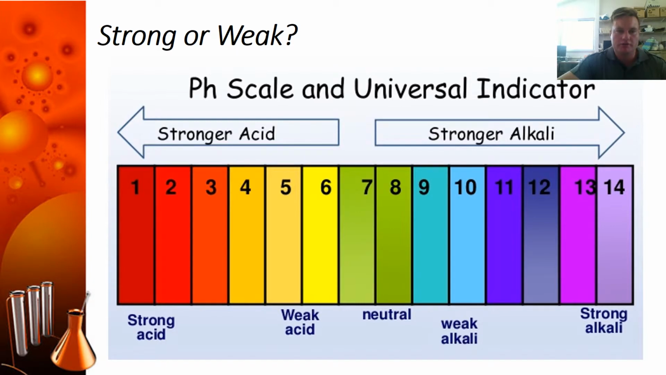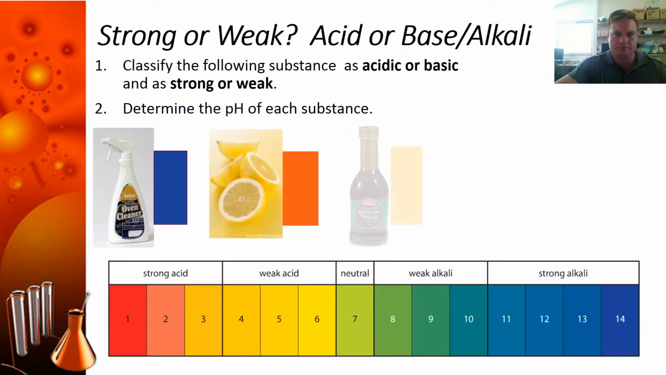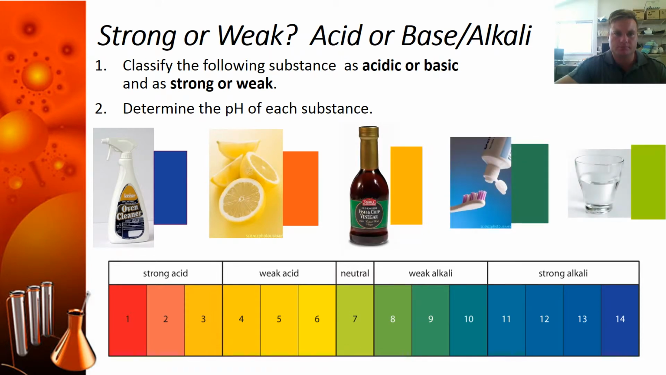The picture below shows the universal indicator from 1 to 14 and identifies where strong and weak acids are, neutral, weak alkalis, and strong alkalis. Remember that we interchange alkali and base to suit our solutions. So, determining whether something is a strong or a weak acid or base, we can use our pH chart.